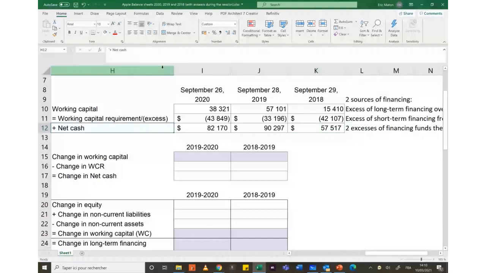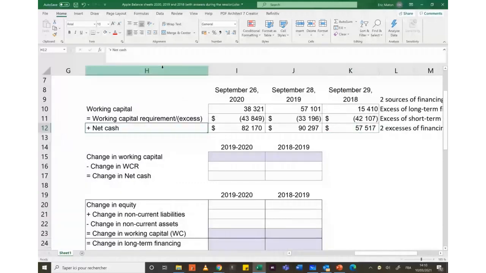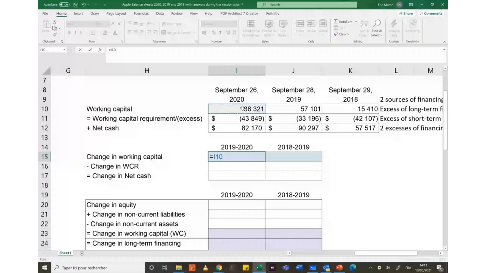Now the evolution. So if we want the cash flow, the change in net cash, we want the change in working capital and the change in working capital requirement. So here we decrease the working capital. It was not the same situation in the previous year. For the change in working capital requirement it is minus, so we do the reverse. This one minus this one, opening minus ending.